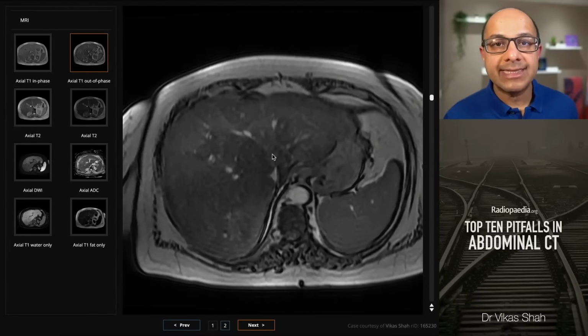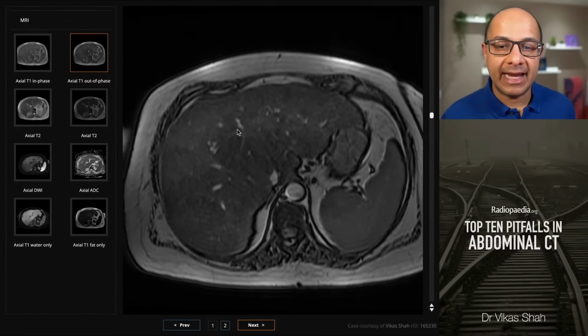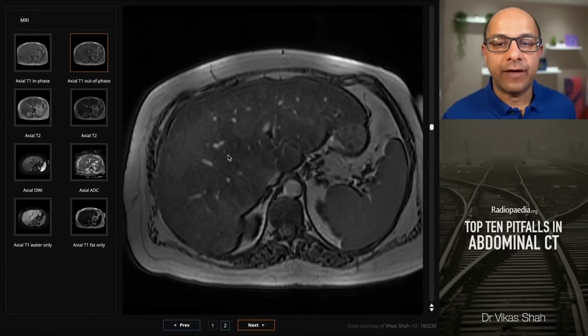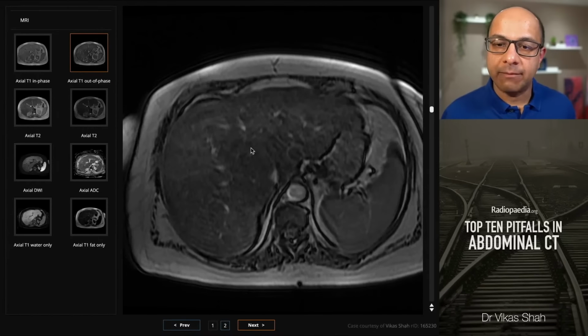there is a reduction in signal intensity on the opposed phase images, but corresponding to those low density areas on the CT, indicating that this is focal fat in the liver, albeit in a slightly unusual morphology compared to what we normally see, which is those small areas in the gallbladder fossa or adjacent to the falciform ligament.